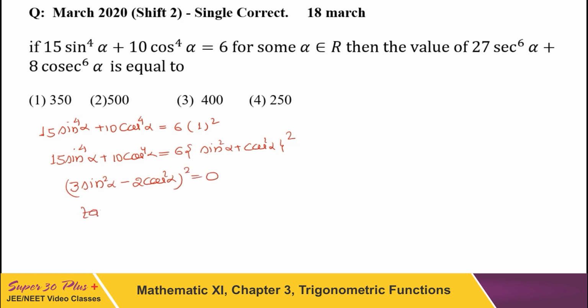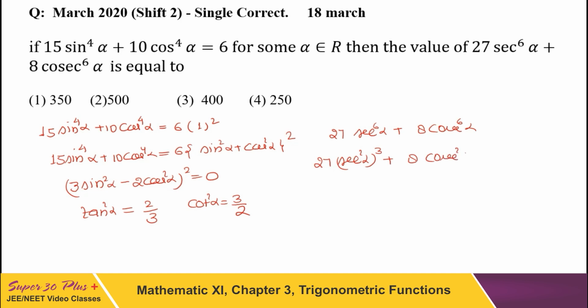It is tan square alpha equal to 2 by 3, and you can see cot square alpha is equal to 3 by 2. Now we have to find 27 sec to power 6 alpha plus 8 cosec to power 6 alpha. Now we can write it as 27 (sec square alpha) whole cube plus 8 (cosec square alpha) whole cube. What is the value of sec square alpha?